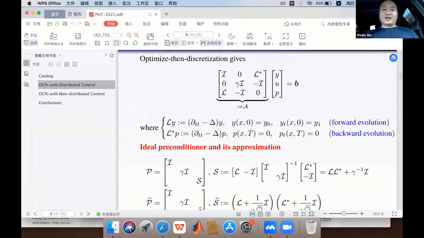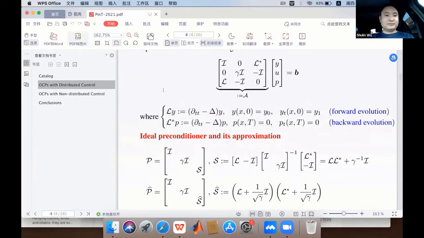The ideal preconditioner and its approximation is a block diagonal preconditioner with the exact Schur complement, given by this and this, but it cannot be used in practice because we cannot invert this matrix. So in practice, we replace the Schur complement by this one. So by this one, this is a matching Schur complement.